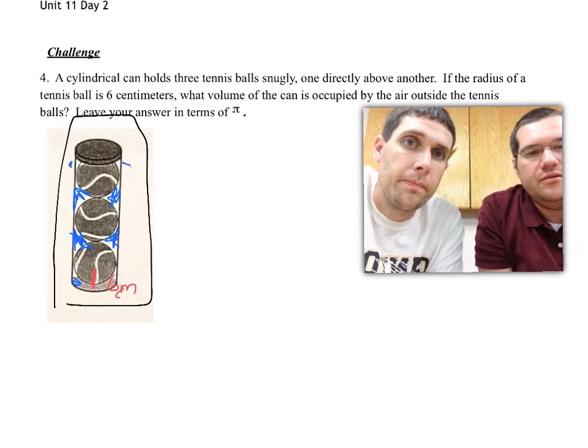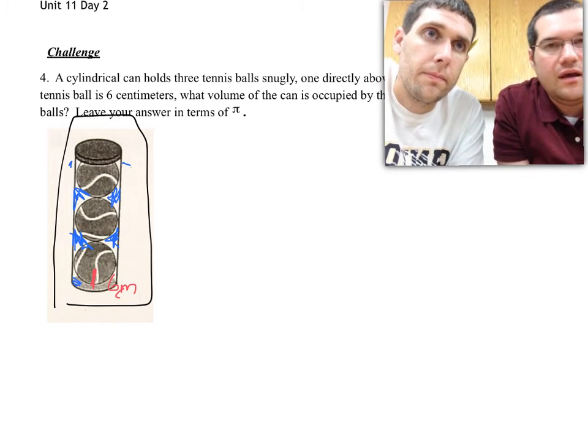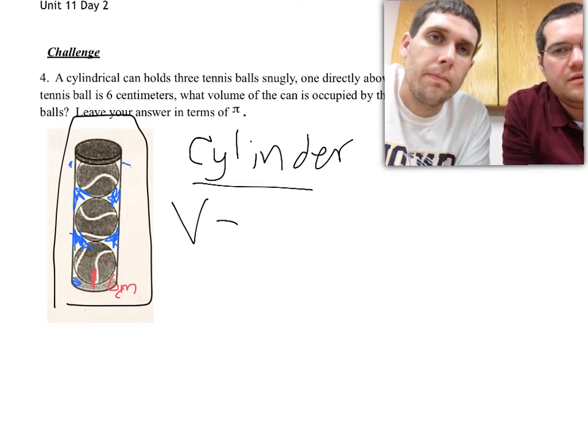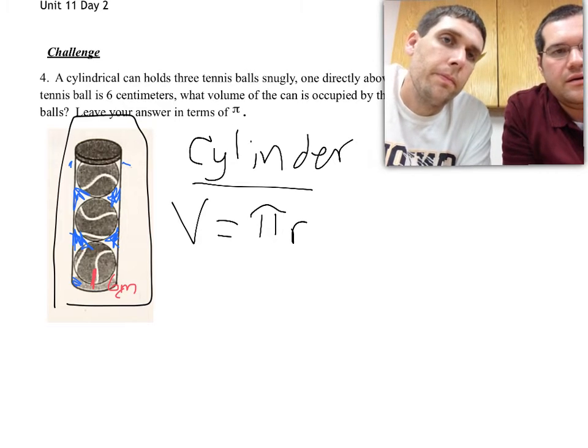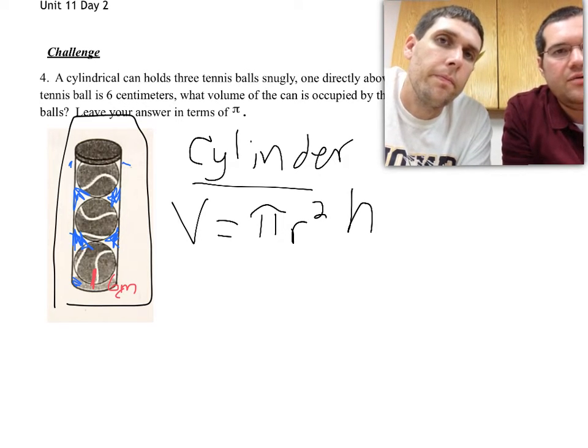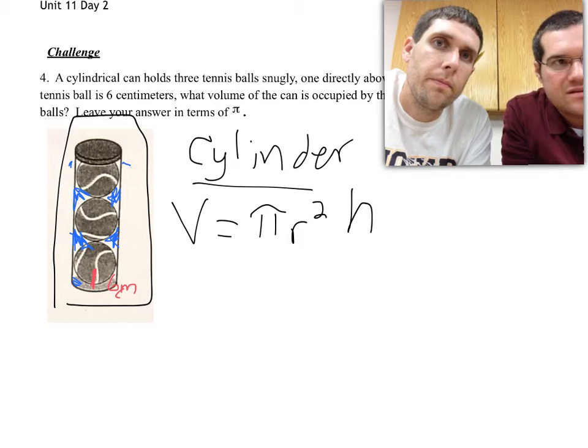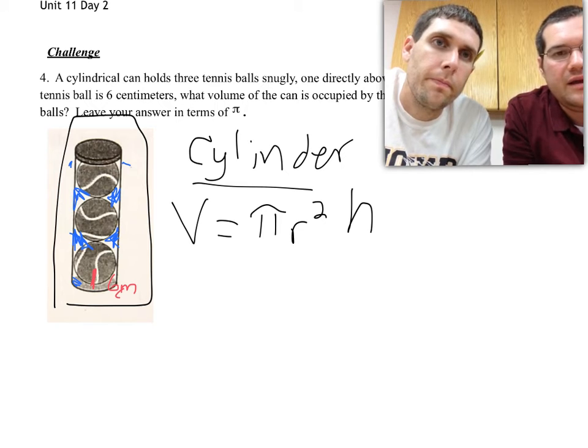So the first thing I'm going to do is move the video so we have a little bit more room to work with. There we go. And what I'll do first is label this the cylinder. And if you remember, the formula for the volume of the cylinder is volume equals pi r squared times the height. Now, it gave us the information saying that the radius of one of the tennis balls is 6 centimeters. And since the tennis ball fits snugly into that canister, we know that the radius of the cylinder is 6 centimeters as well. So I'm going to plug that in right now.